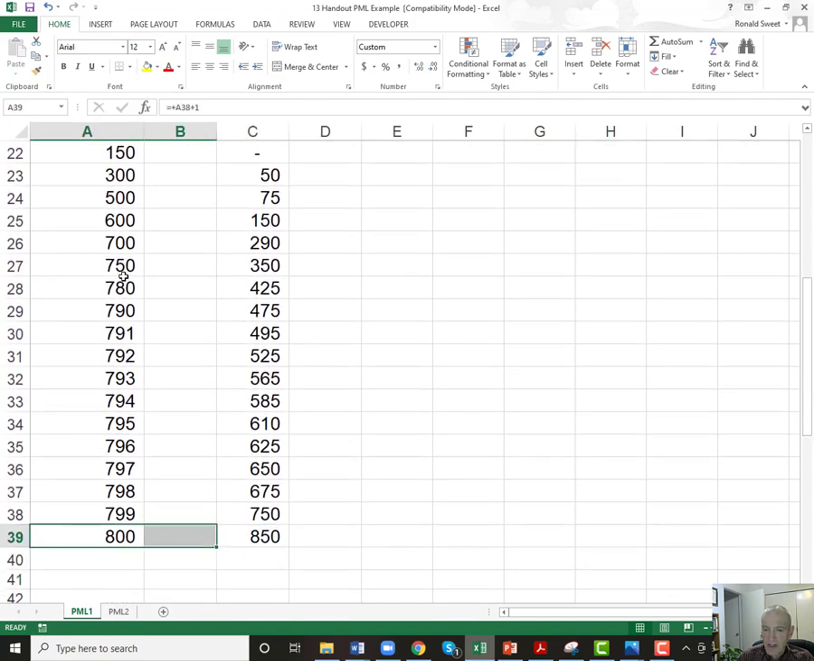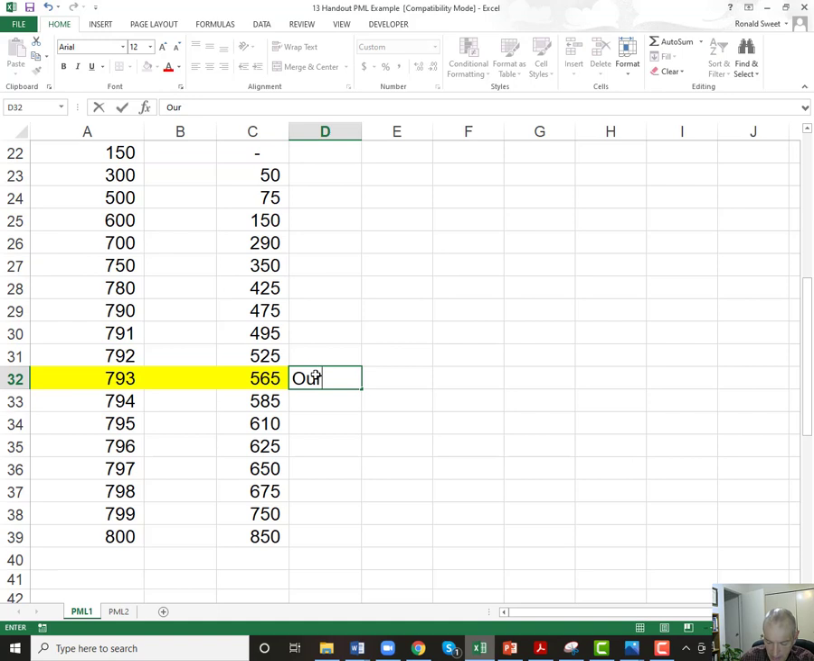So our very worst case was 850, but we're looking for the 8th from the end. 1, 2, 3, 4, 5, 6, 7, 8. 8 from the end, 793. So there's our PML. Our PML is 565 million. That's the actual PML. It's that particular one.